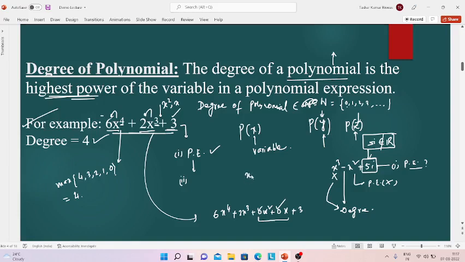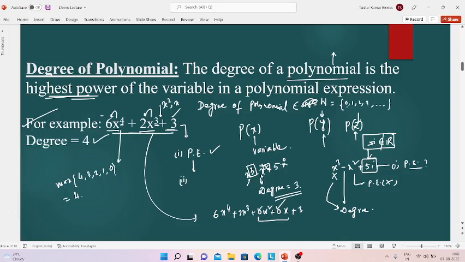Let me discuss another example, which is x cube minus x square plus 5. Can you tell me what will be the degree of the expression? Here you can see that the power of this part is 3, the power of this part is 2, and the constant term is, obviously, x to the power 0, right? If we take the maximum, you will get the degree as 3, right? So this polynomial expression has degree 3.